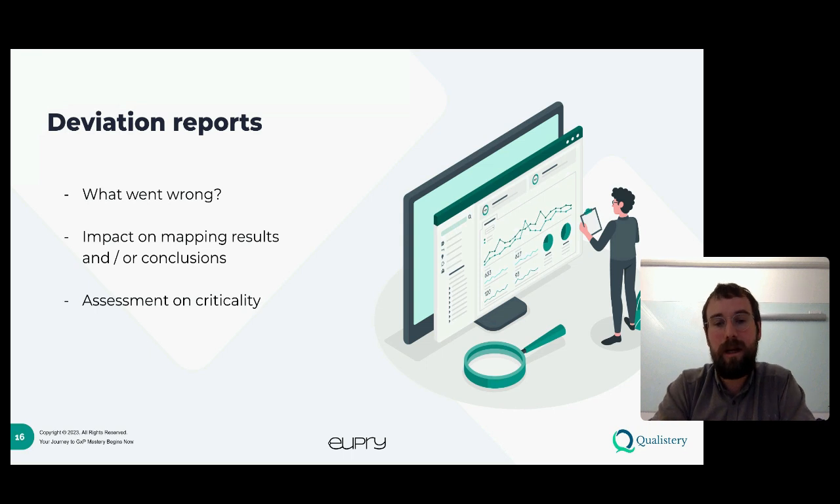Lastly, assess the criticality. Does this mean that we have to perform a remapping, or does it mean that we can continue, but with a greater amount of uncertainty on our conclusions? The criticality part and the impact on conclusions is the most critical one, because you need to be able to determine and defend to an auditor whether you continued with the same results or whether you needed to do a remapping. And that's going to be a really key part in any deviations.